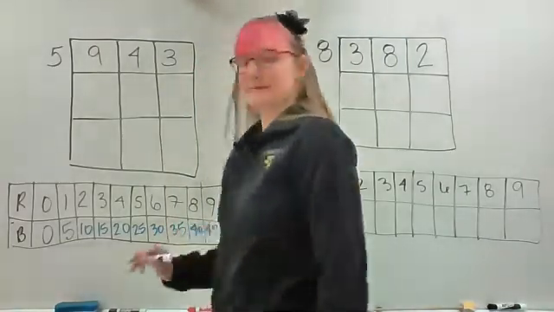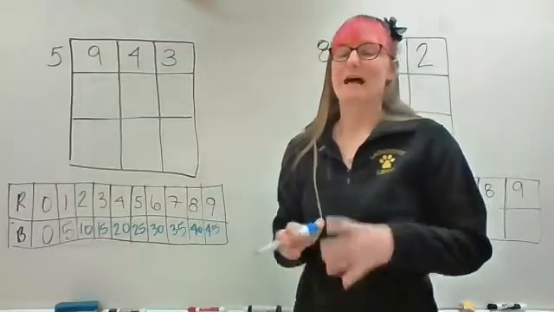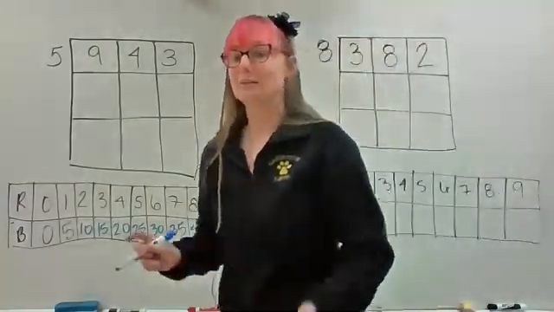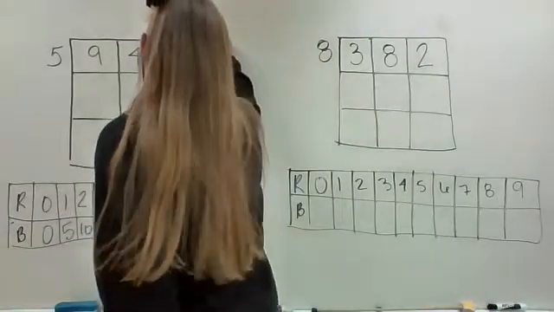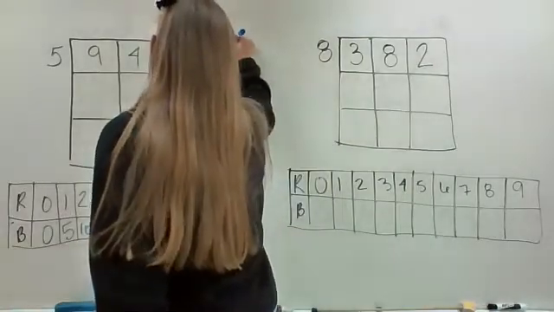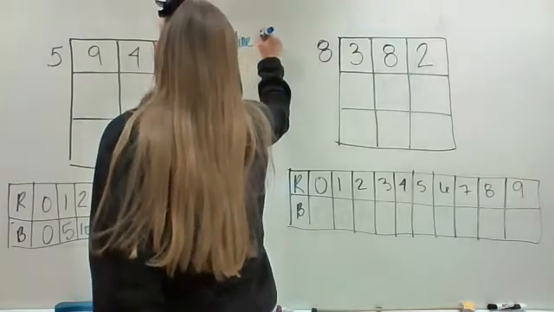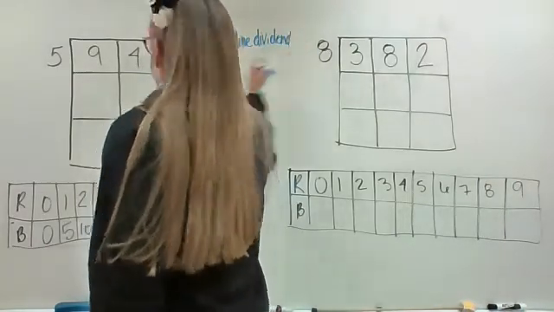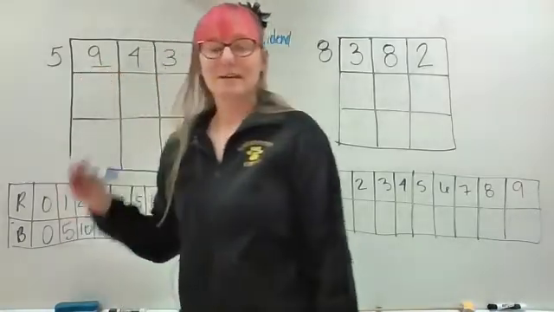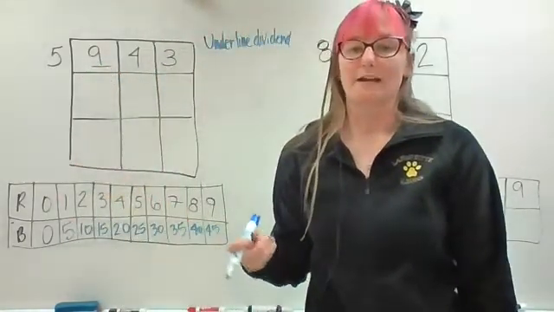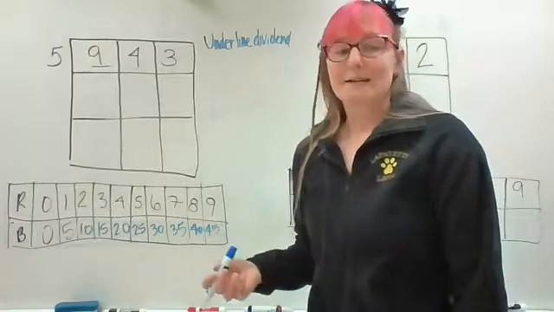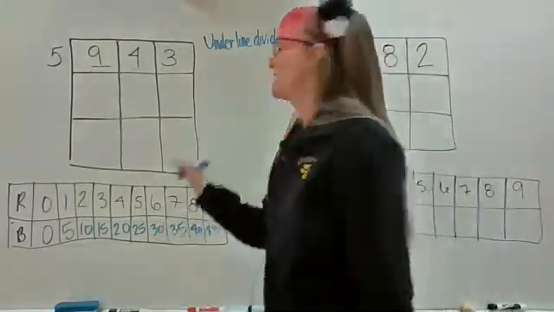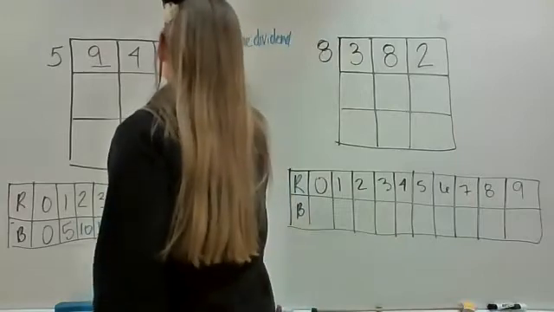Once I have my Arby's chart completed, I can go ahead and start dividing. The first step that I need to do is underline the dividend. The first digit in my dividend is 9, so that's going to be the first digit that I underline for this problem. Next, I am going to find the correct number in my Arby's chart and circle that pair.